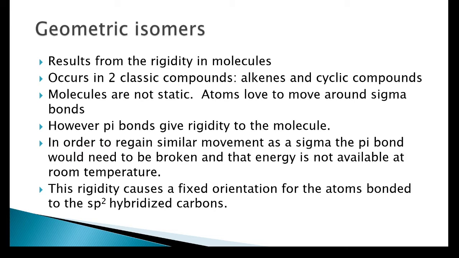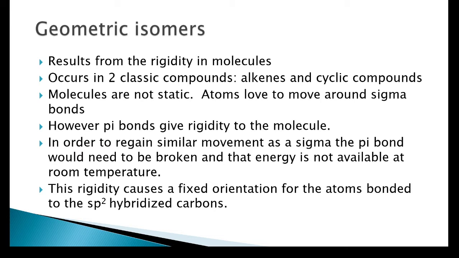Static means they're stuck in a position. They're allowed to move around sigma bonds. So the pi bonds, or the cyclic compounds, are what keep my atoms from rotating around and moving. Remember, our pi bonds, our double and triple bonds, are above and below the sigma bonds. This would allow movement around the sigma bonds, but in order to do so, I'd have to break those pi bonds.